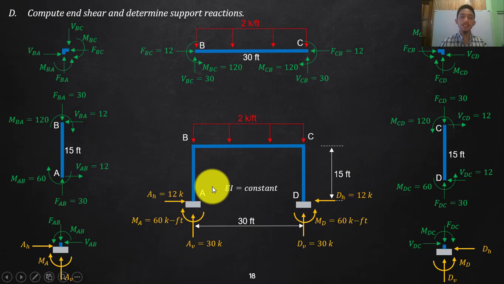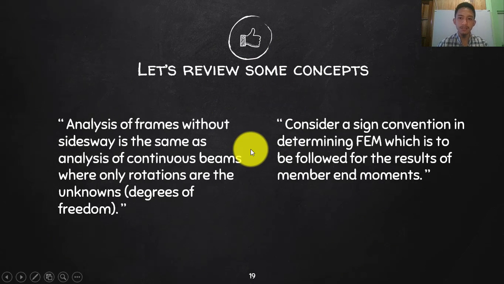So that is your frame without sidesway. Just like a beam, all you need to do is cut your frame into members, and then get your FEM, and then get your equation. Of course, know first your degrees of freedom, solve your end moments, end shear, and then transfer to the joint, solve for the reactions. So that is for your frames without sidesway.